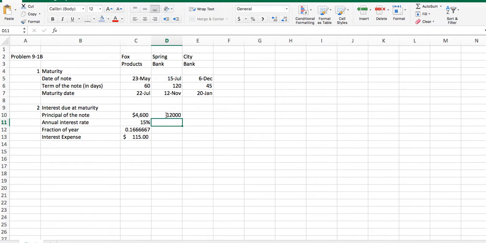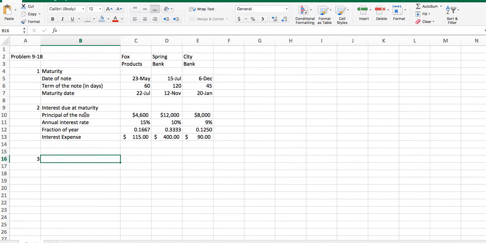This one is $12,000. That's the face value. It was 10% interest, and this one is 120 over 360 days. This one was $8,000 with 9% interest, and it was 45 over 360 days. And let's do some formatting here. Typically on fractions you would only see maybe 4 decimal places, and then as you've seen before, we can just fill this across to calculate the interest. Okay, so the main thing there is to note the fraction of the year and to understand this is annual, so you have to annualize the interest rate.